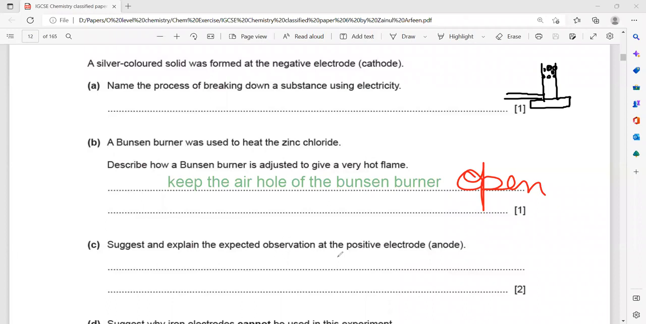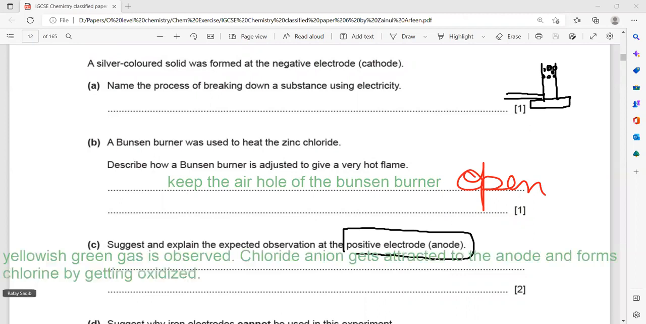Then suggest and explain the expected observation at the positive electrode, or anode. At the anode, bubbles of pale green gas. So you can mention bubbles or you can mention a yellowish green gas. But because they ask for observation, you're not supposed to answer in terms of electrons. You just have to mention what you will observe or what you will see. So you mention you will observe yellowish green gas.